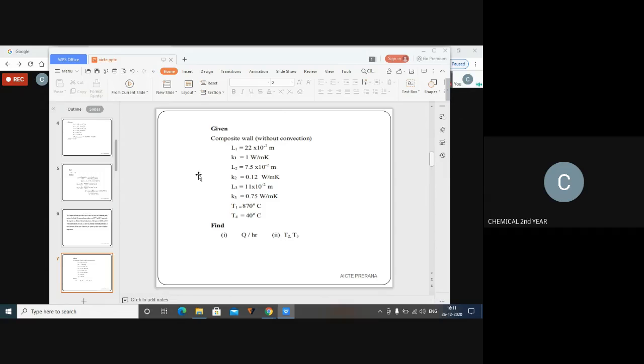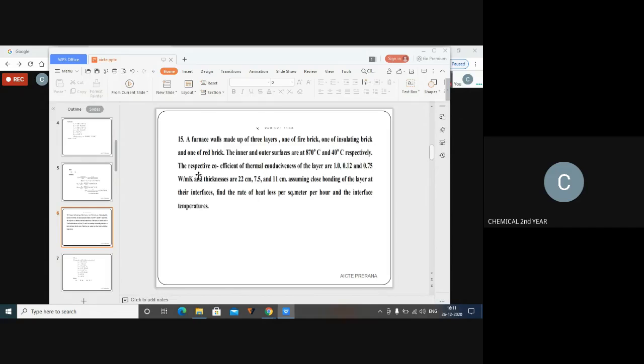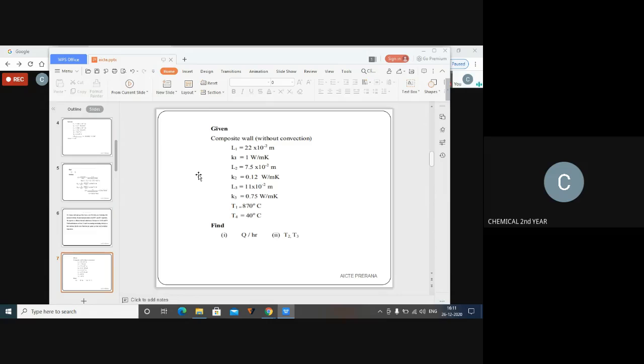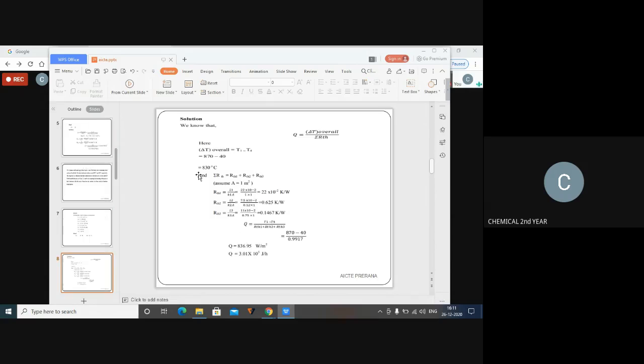And then they have mentioned two temperatures, inner and outer surface temperatures, 870 degrees Celsius and 40 degrees Celsius. From this, we have to find out the value for Q. We already know the formula for finding out the Q. The same formula has to be used here also. So Q is equal to delta T overall divided by summation of RTH.